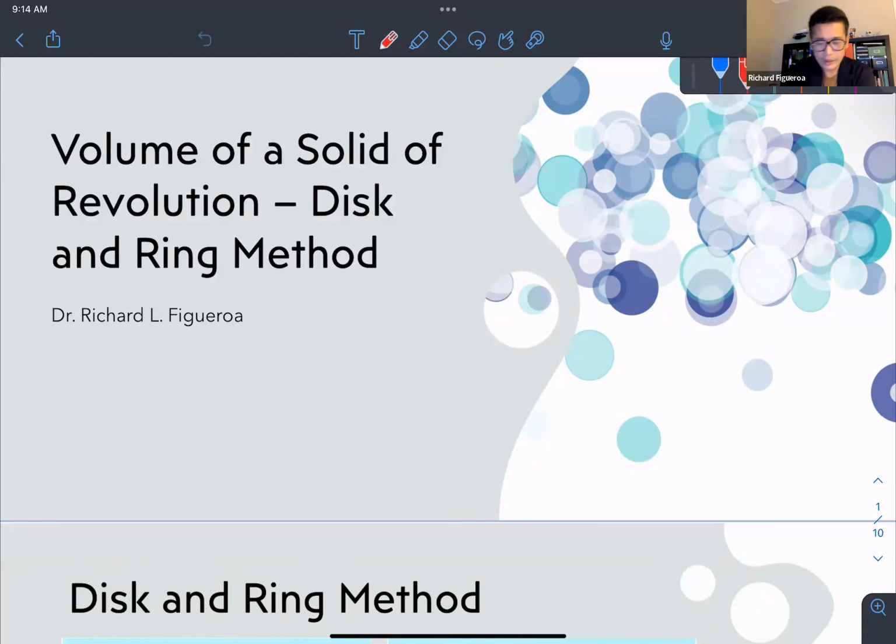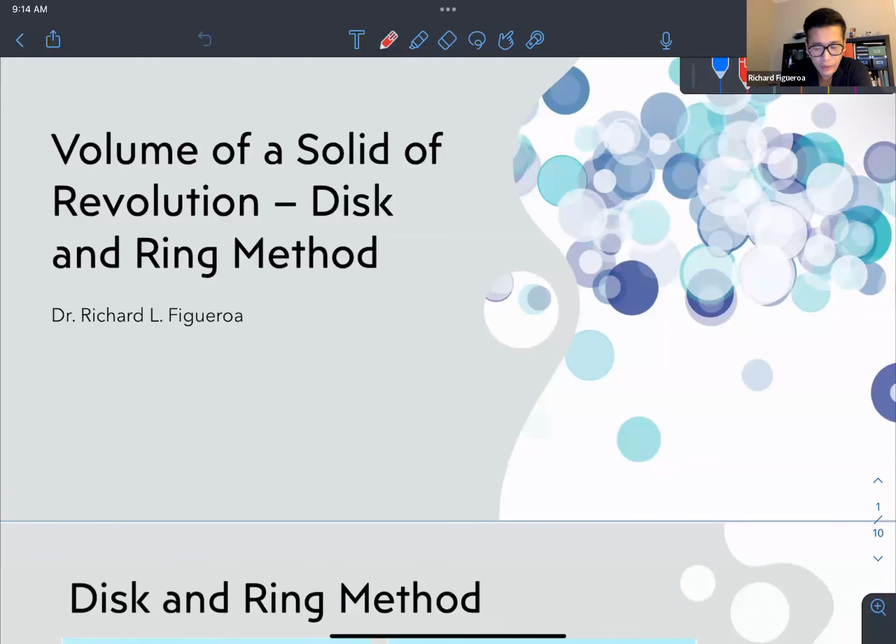Okay, so again, this is the volume of a solid of revolution, using the disk and the ring method. We are done with plane areas, both for rectangular coordinates and polar coordinates. From there, we were given a two-dimensional figure, and then we found the enclosed area.